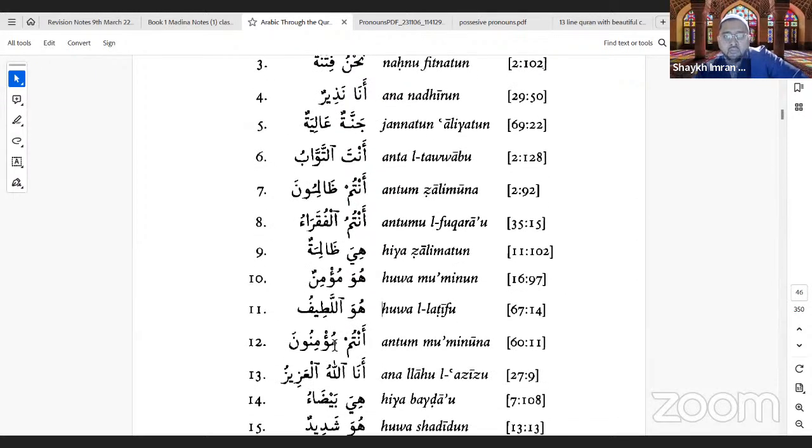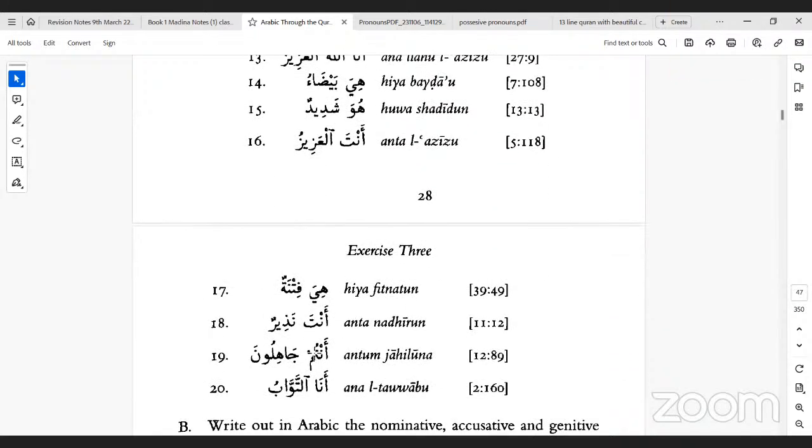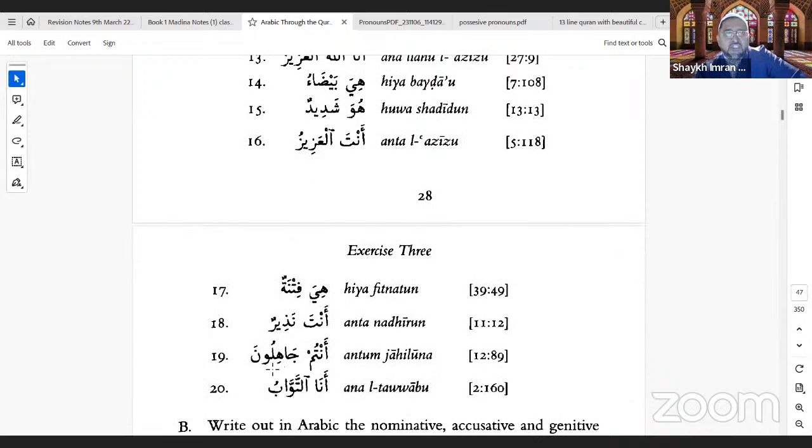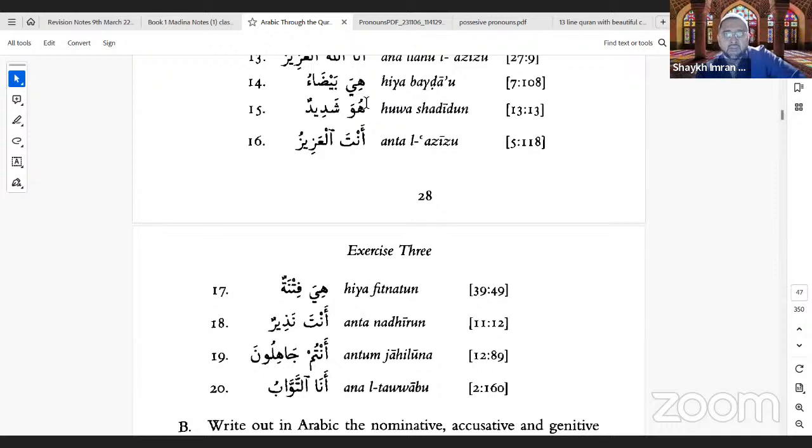Here, for example, antum mu'minuna. Again, antum, you all. Mu'minuna is you all, plural again. So this is the main theme which I need to cover first. Here, the word jahiluna, one last example: antum jahiluna, you all are ignorant, illiterate. So here's an example. Now let me go to the handout.